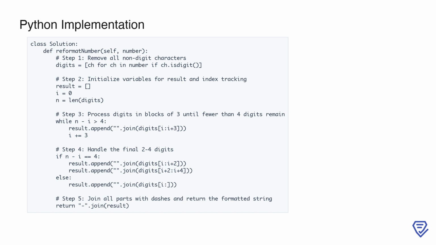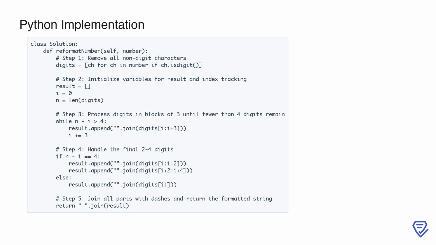3. Process blocks of 3 digits. A while loop processes the digits list, grouping digits into blocks of size 3. This loop continues until fewer than 4 digits remain. Each group of 3 digits is joined into a string and added to result. The index i is incremented by 3 after each iteration. 4. Handle the final 2 to 4 digits. Once fewer than 4 digits remain, the code handles the special cases. If exactly 4 digits remain, they are split into 2 groups of size 2 each, e.g., 1234 becomes 12-34. Otherwise, the remaining digits, 2 or 3, are grouped together as a single segment.